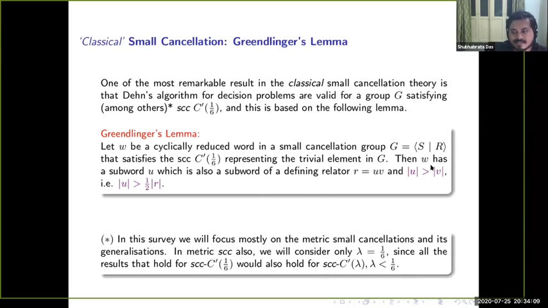then it has a subword U which is also a subword of a defining relator, such that it's a prefix, the rest of it is V, and the length of U is more than the length of V. The length of U is greater than half of R. So U is at least half of the defining relator. So that's what Dehn observed in surface groups.